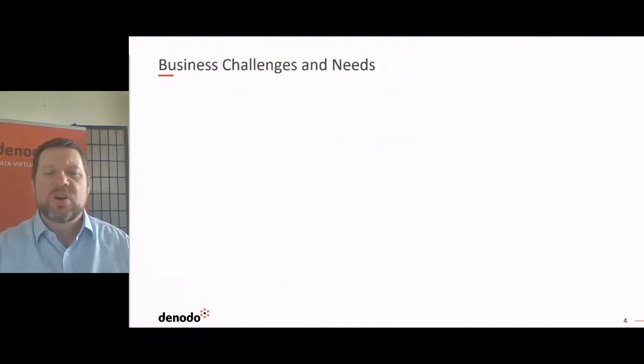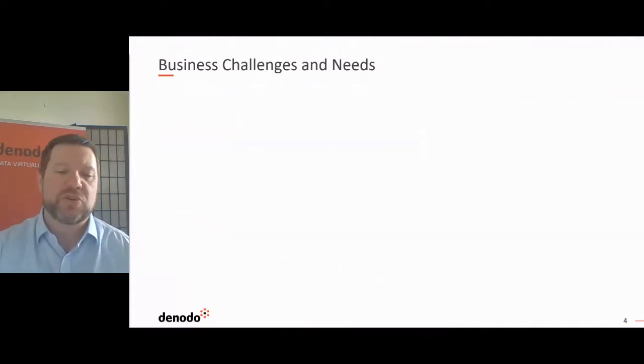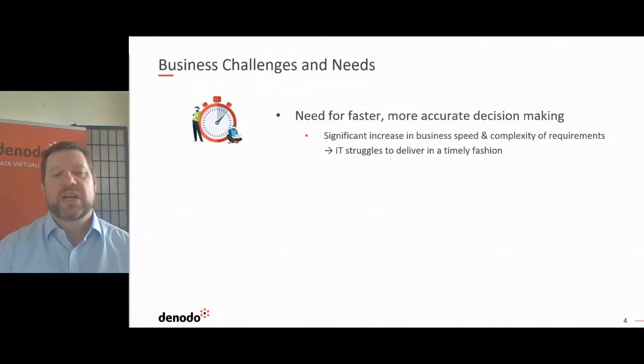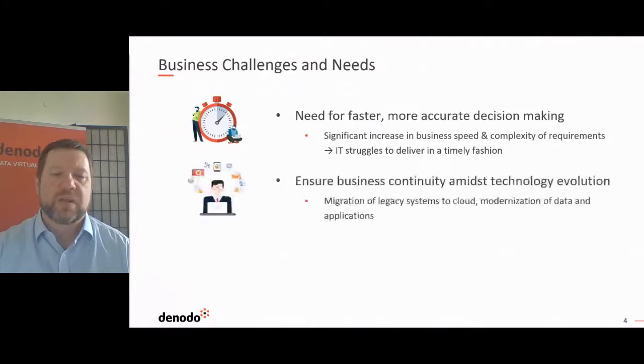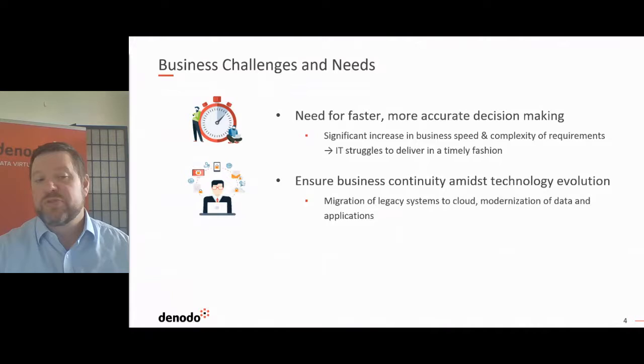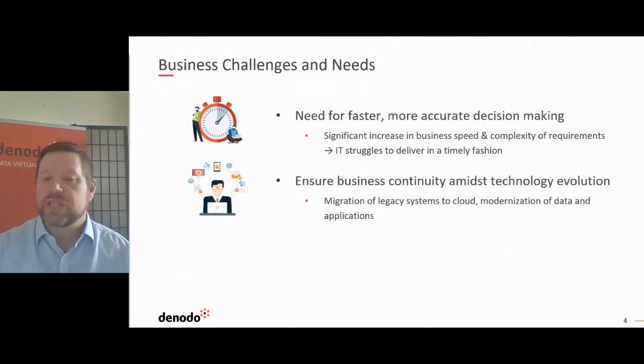So across all industries, what are some of the challenges that we see that hamper or prevent organizations from embracing new opportunities? Well, there's always the need for getting more accurate decision making, making those decisions faster, being able to get some insights in a timely manner. And we have to cope with ongoing technical change, new platforms, new insights, new tooling comes into the marketplace. So how do we leverage these while not disrupting the ongoing day-to-day business?